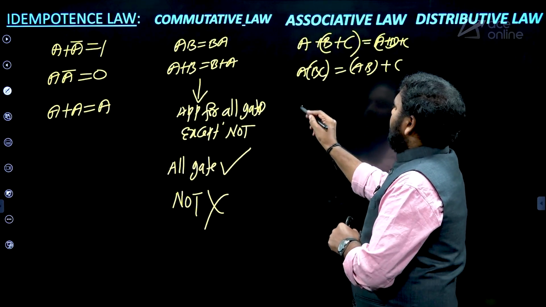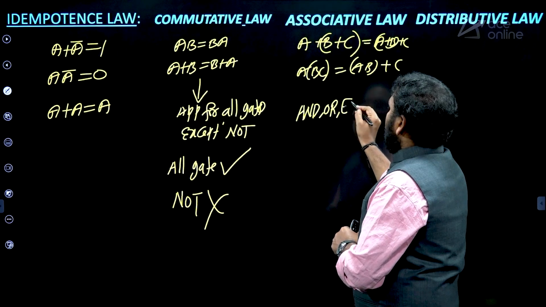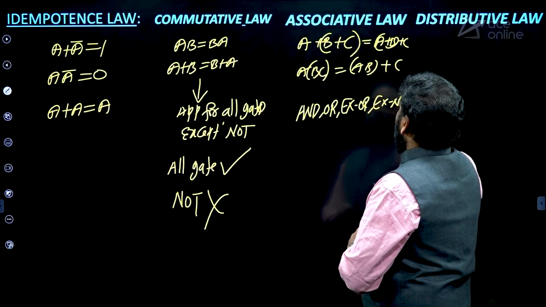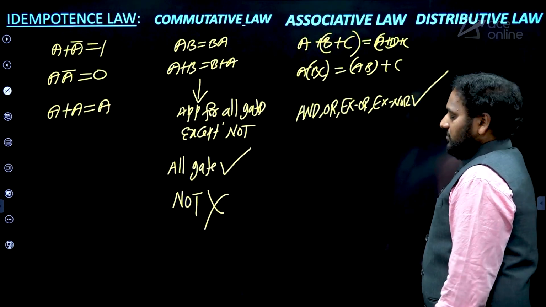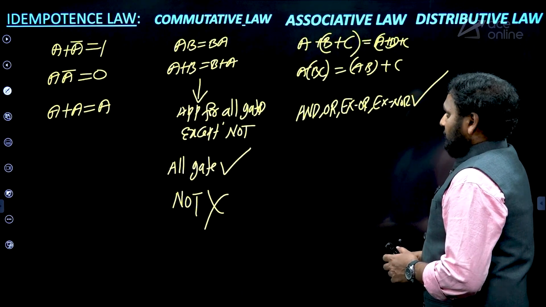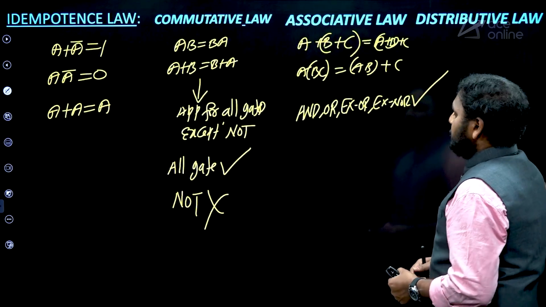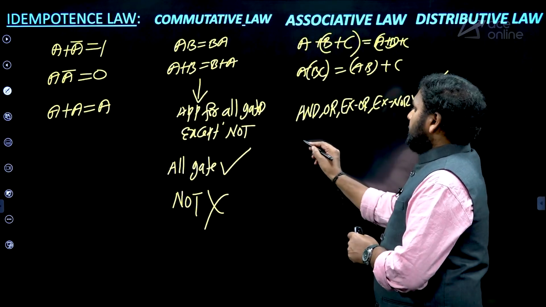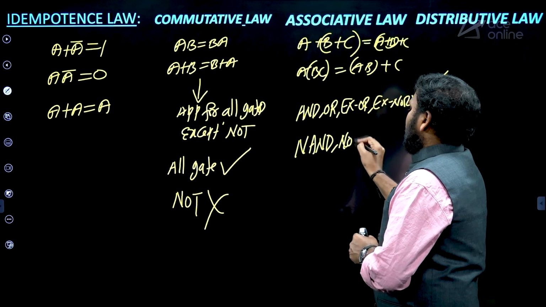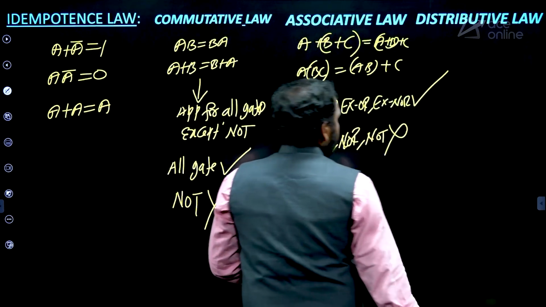Associative law: AND gate, OR gate, XOR, XNOR follow it. This question was given in the recent electrical paper, okay? Be careful with this. AND, OR, XOR, XNOR gates follow the associative law, but the remaining gates are not going to follow. NAND, NOR and obviously NOT gate also will not follow the associative law.